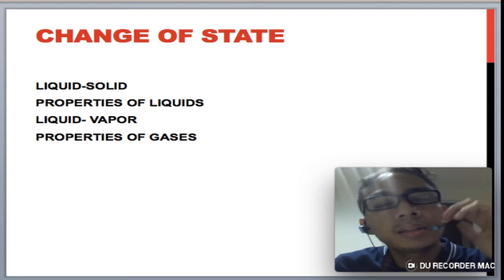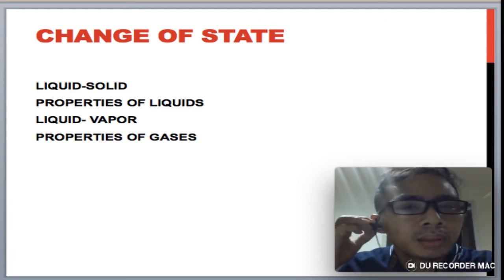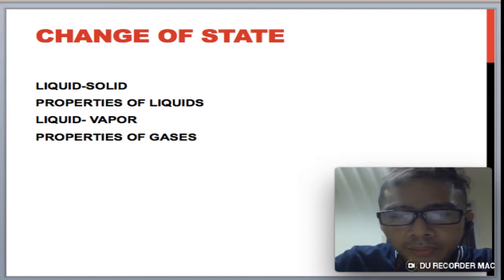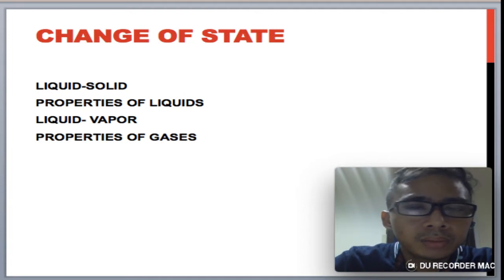In this lesson, we're going to learn change of state. So, this is about change of state of matter. From liquid to solid, and properties of liquids we're going to learn, and liquid to vapor. So, properties of gases.